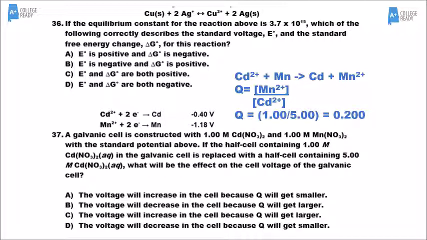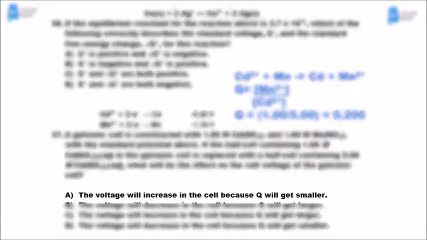And when Q is less than 1, then according to the Nernst equation, there are more reactants than products, and then E should get larger. So we're looking for the voltage will increase in the cell because Q will get smaller.